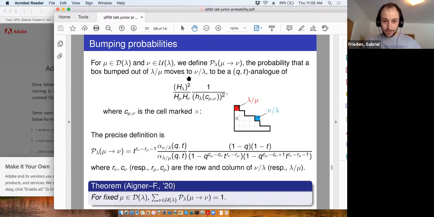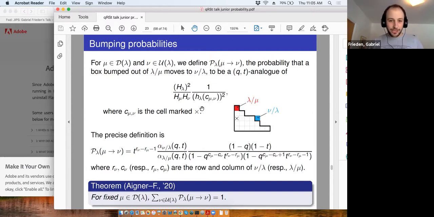Another thing you might wonder, or one thing I wonder, is why do these things sum up to 1? Even in this q equals t goes to 1 limit, why do these expressions sum up to 1? The only answer I have is that we proved it. The way we proved it was we figured out that we could express this thing as a certain algebraic formula, and then we used Lagrange interpolation to prove that they sum to 1.